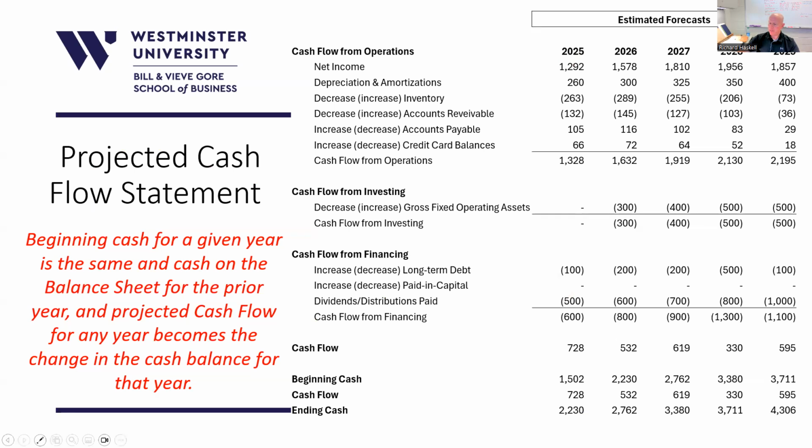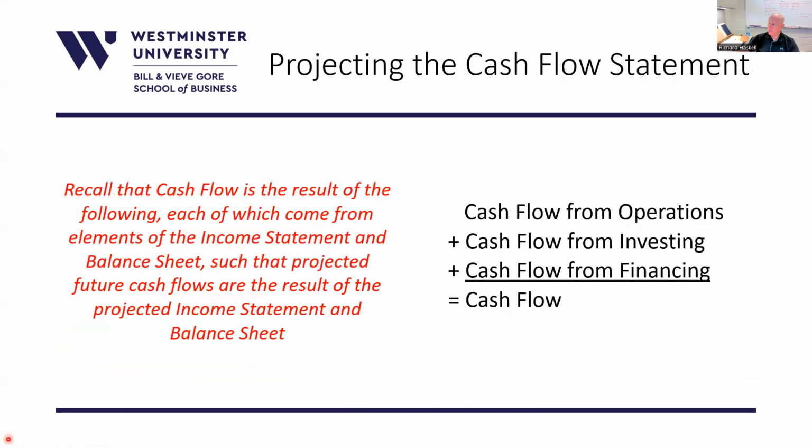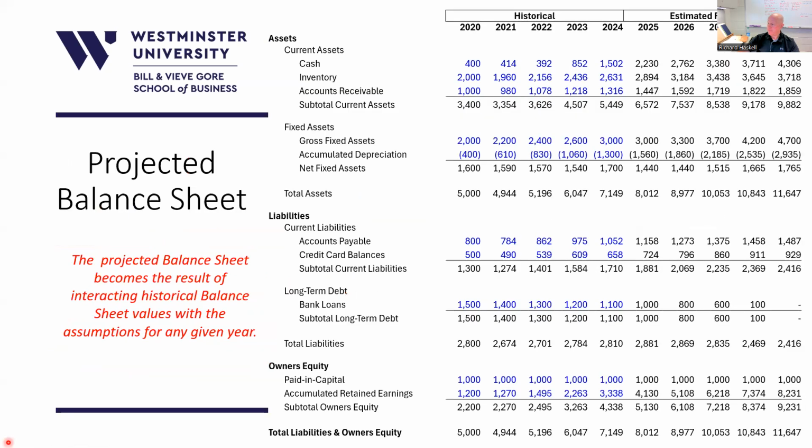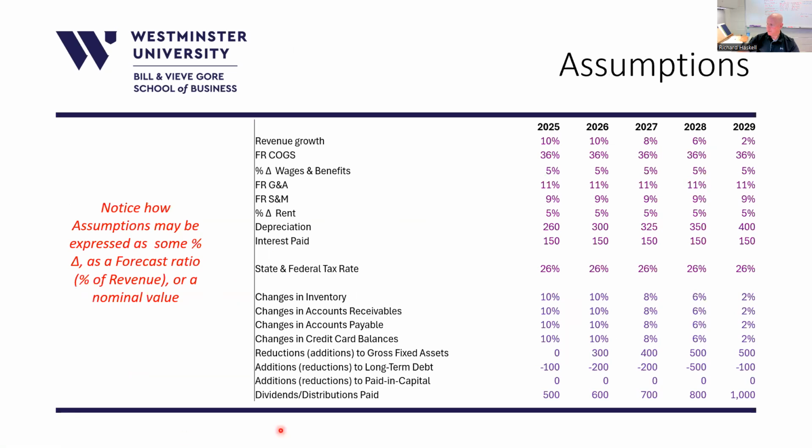How do we know the company's paying off debt? Well, we can go back and we can look at the assumptions. And notice that in our assumed values, in our table, we said we were going to pay off $100 of debt in 2025, 2026, 2027. We also said that in 2025, we're going to pay $500 to equity stakeholders, 600 the next year, 700 the next year, and so on.